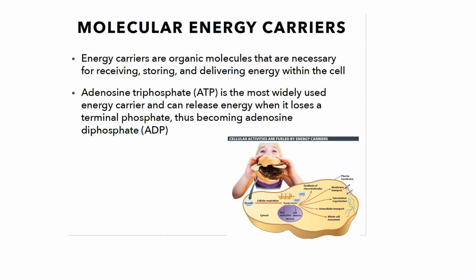Energy carriers are organic molecules that receive, store, and deliver energy within the cell. The most widely used energy carrier is ATP, adenosine triphosphate. ATP releases energy when it loses its terminal phosphate group, becoming ADP. This conversion allows energy to be transferred quickly and efficiently to cellular processes.